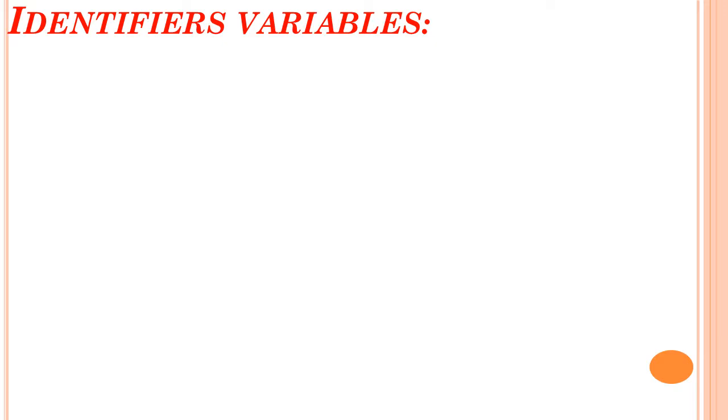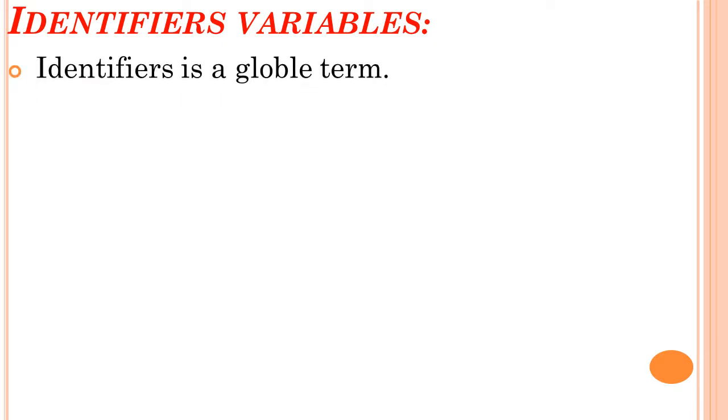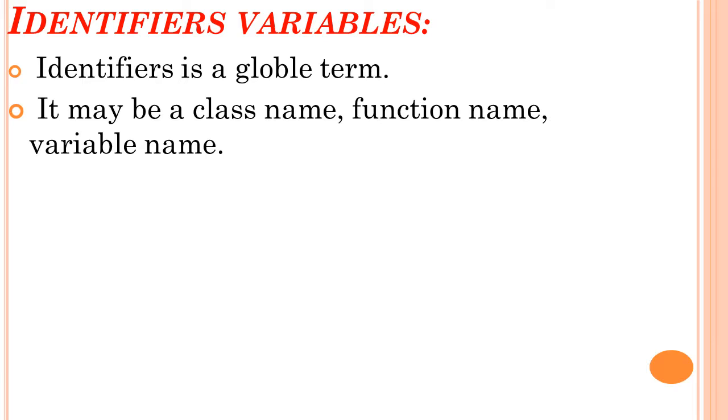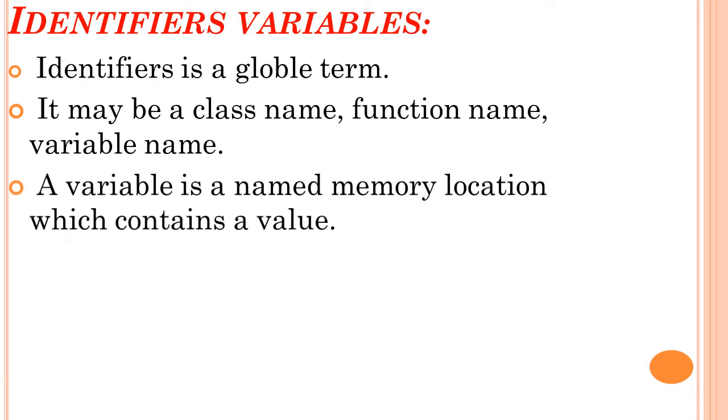Here first is about identifiers, means variables. What is the meaning of variable or identifier? Identifier is a global term, means it may be a class name or a function name or a variable name, and a variable is a memory location which contains a value. A variable is a named memory location which contains a value.